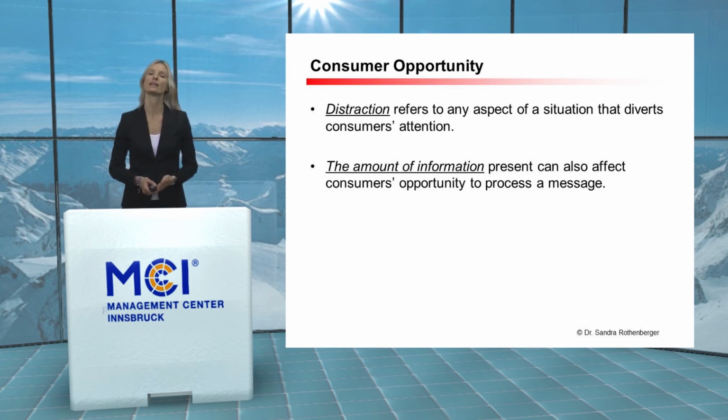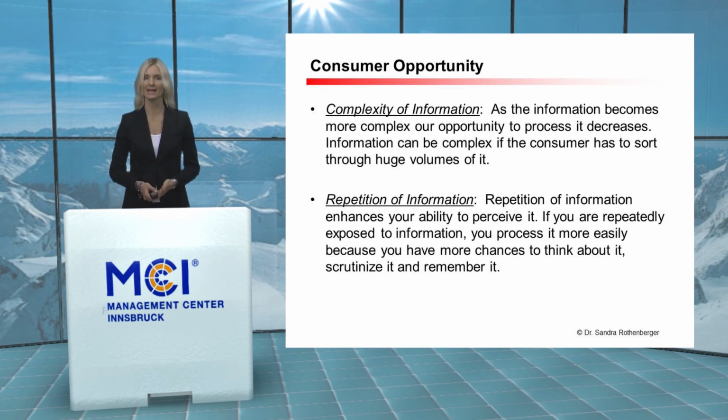Another factor which influences the opportunity of a consumer is the amount of information the consumer has processed. It can affect a consumer's opportunity to process a message. Another factor also influencing consumers' opportunity is the complexity of information. As the information becomes more complex, our opportunity to process decreases. Information can be complex if the consumer has to sort through a huge volume of it.